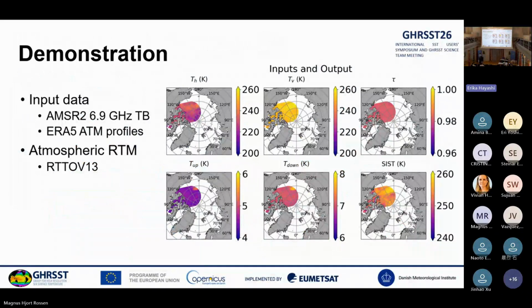So this is the demonstration. We used input data from AMSR2 6.9 gigahertz observations, and we also used ERA5 atmospheric profiles. We put those atmospheric profiles into ARTS or RTTOV-13, which is developed by the NWP SAF, to get the T_up, T_down and tau. You can see the retrieved sea ice surface temperature in the bottom right corner, and all the five panels are the input data used for the retrieval.